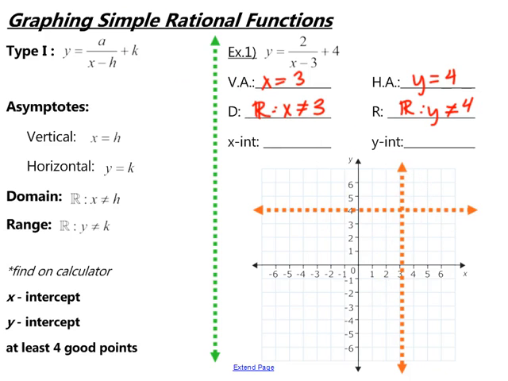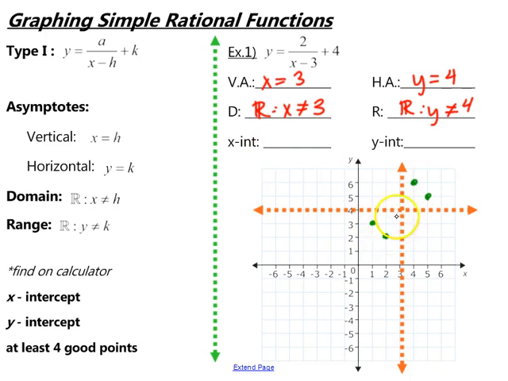lines. When you use your calculator to select 4 good points to graph, the points that you'll find in the table are positive 1, positive 3, positive 2, positive 2, and then positive 4, positive 6, and positive 5, positive 5.